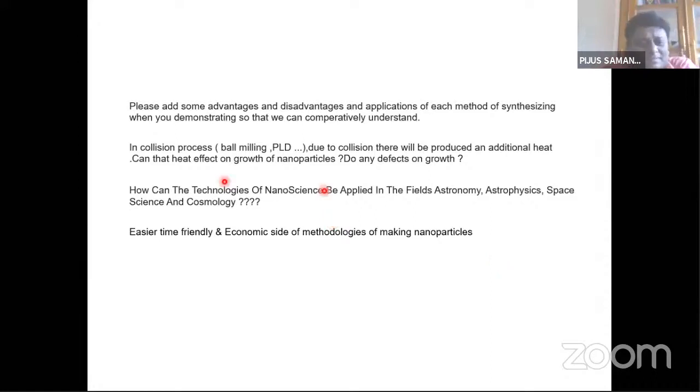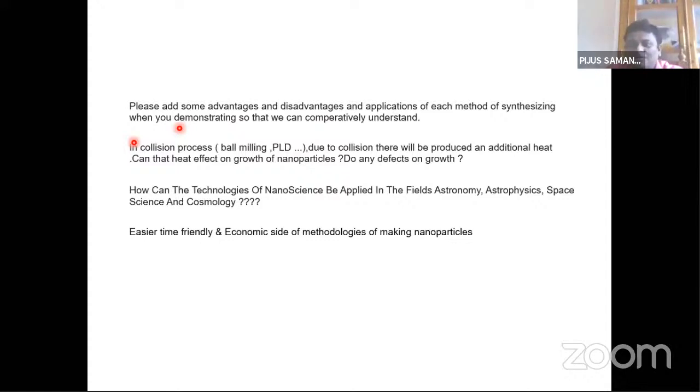The first one is, please add some advantages and disadvantages and applications of each method of synthesizing the nanostructures. So frankly speaking, each method has advantages and disadvantages. Suppose we grow the material by a solution phase method, like a sol-gel method or wet chemical method, etc., obviously the reaction occurs at very low temperature. That is one advantage.